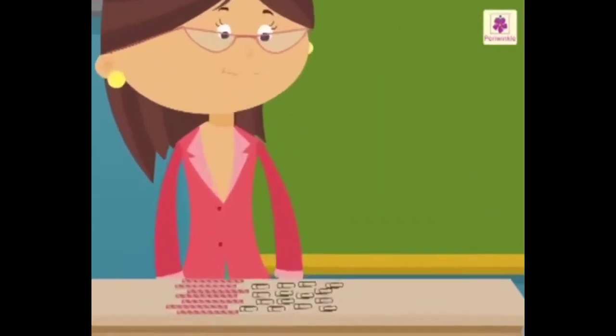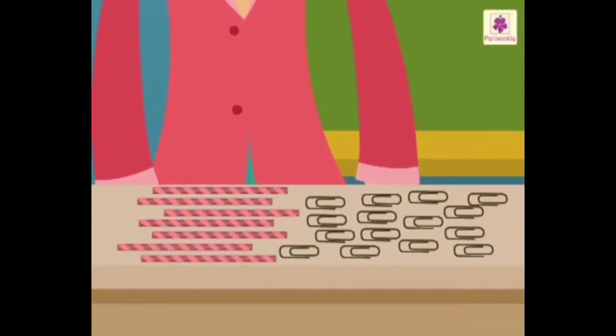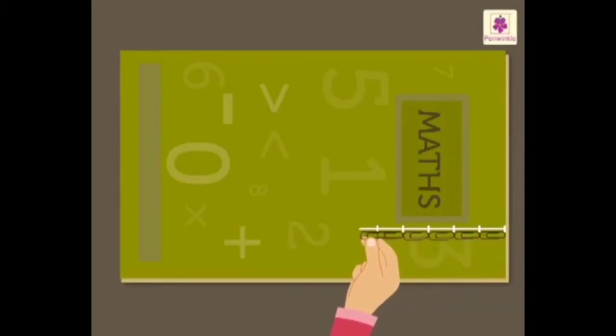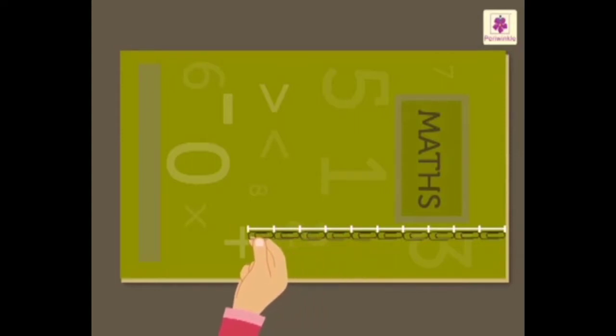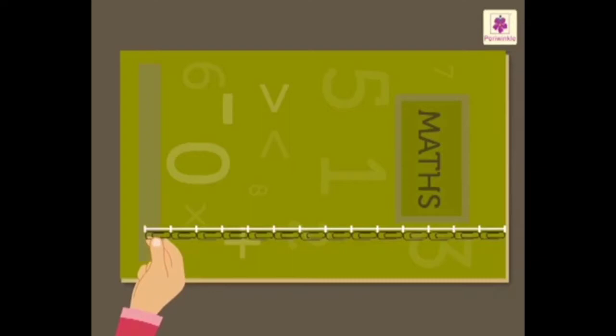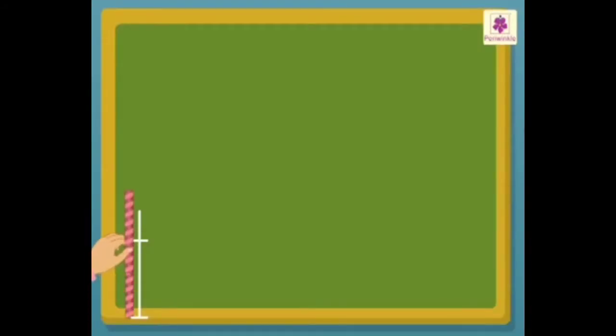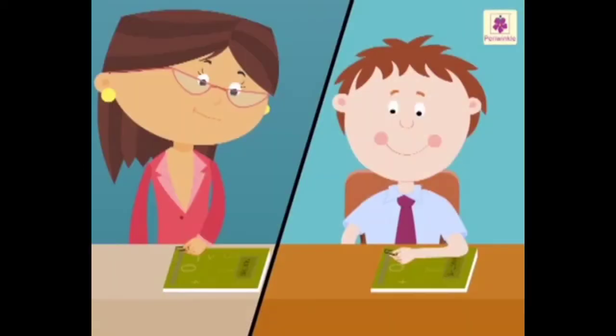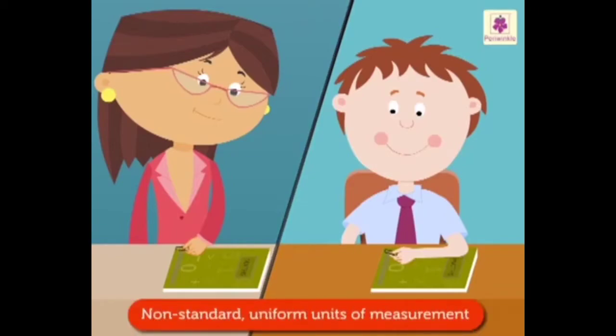Kids, now let us use paper clips and straws to measure a few objects. The length of this book is 15 paper clips. And the breadth of the blackboard is 4 straws. Anyone measuring these objects with the same paper clip and same straw will get the same answer. Hence, paper clip and straw are examples of non-standard uniform units of measurement.